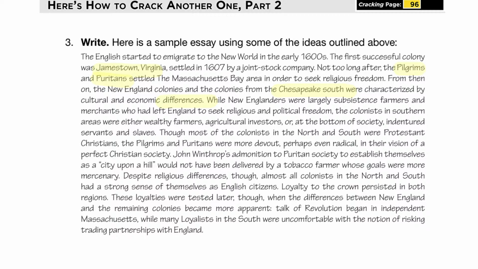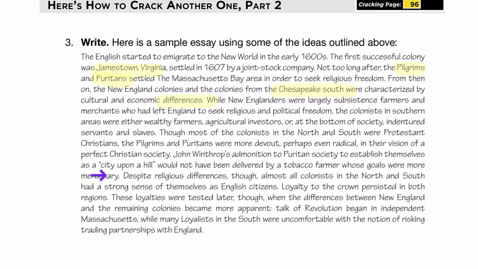So we've answered question B, but remember, we also need to talk about similarities. Let's see what else this author has to say. Though most of the colonists in the North and the South were Protestant Christians, the Pilgrims and Puritans were more devout, perhaps even more radical in their vision of a perfect Christian society. John Winthrop's admonition to Puritan society to establish themselves as a city upon a hill would not have been delivered by a tobacco farmer whose goals were more mercenary. Good use of vocabulary here, right?